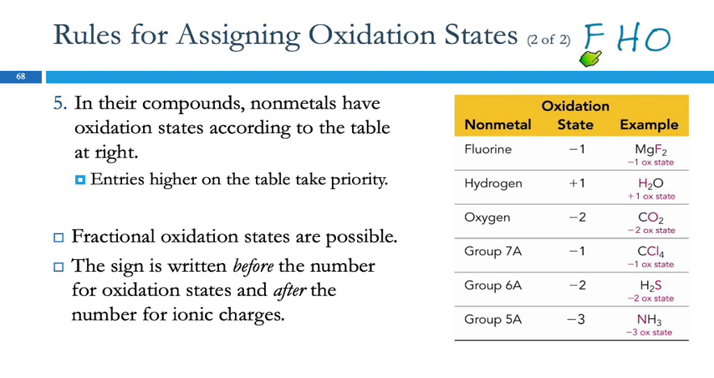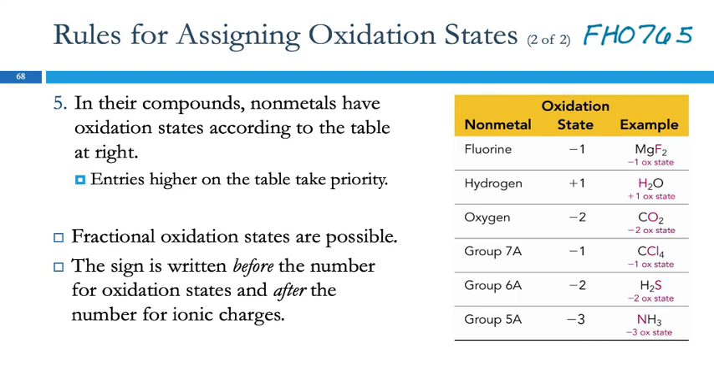So this is how I remember this chart. Fluorine, hydrogen, oxygen. Actually, I didn't leave enough space for myself. Pho 765. There's actually a restaurant, Pho 76. Anyway, Pho 765. Fluorine, hydrogen, oxygen, group 7, group 6, group 5. That's not too hard to remember. Pho 765.